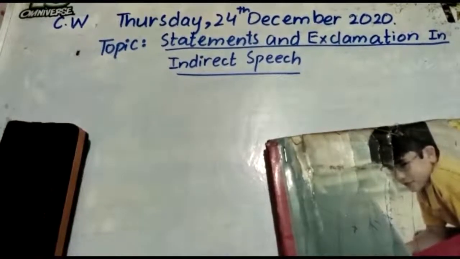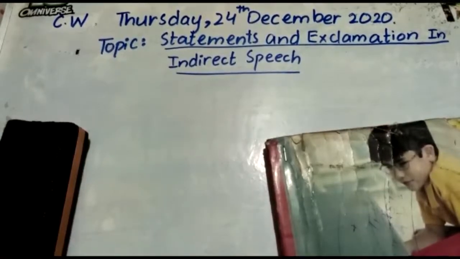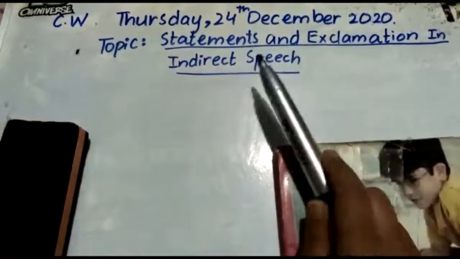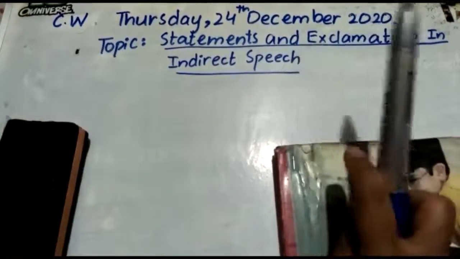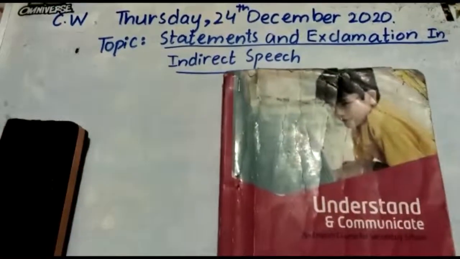So now let's start today's lecture with date and day first. Today is Thursday, 24th of December 2020. And yes, today the topic which we are going to discuss is about statements and exclamation in indirect speech. This is your grammar chapter number 20, which is in your Understand and Communicate books.